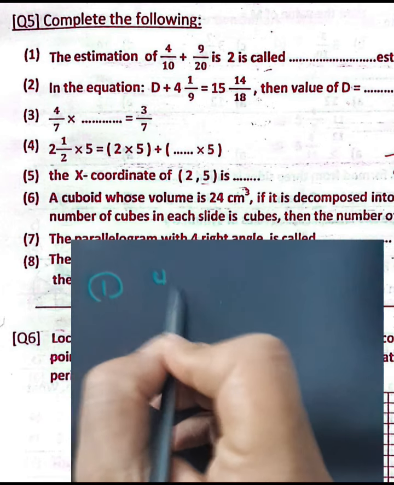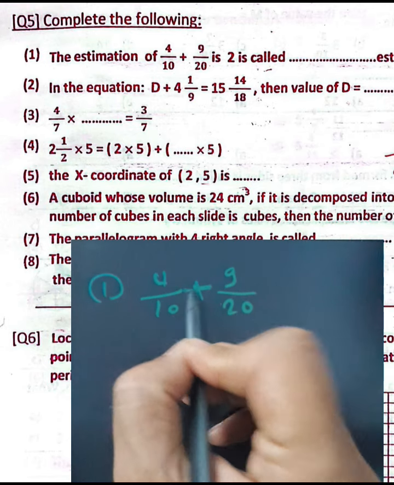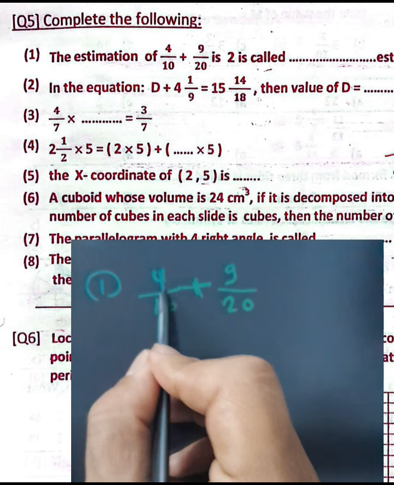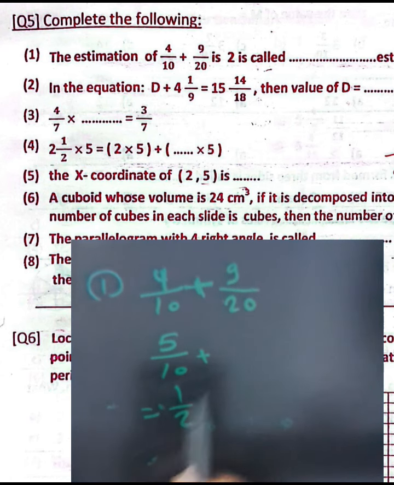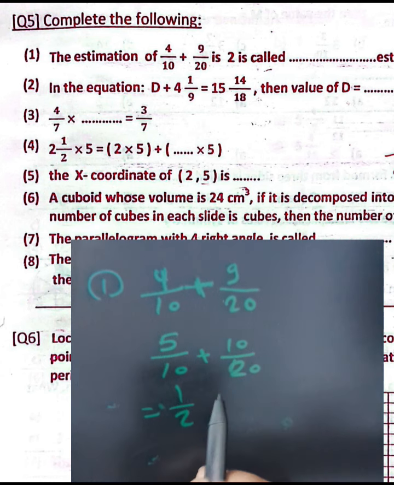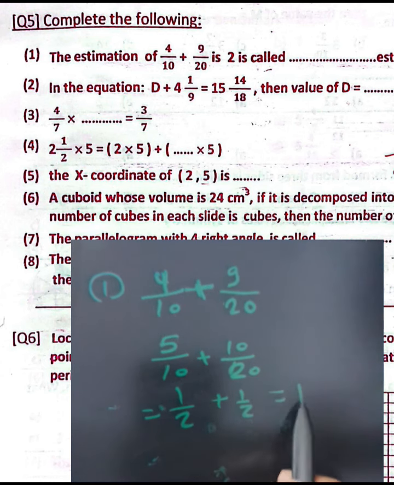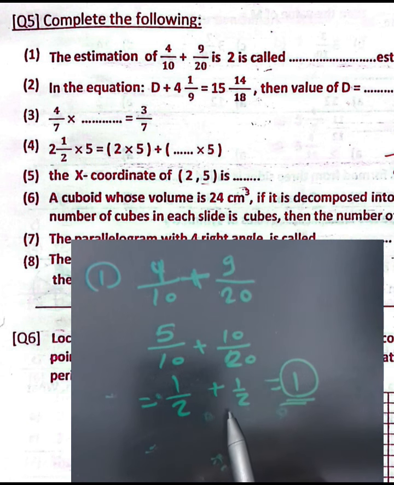Okay, you can solve this example by using estimation. How? 4 over 10 and 9 over 20, by using benchmarks. 4 over 10 is nearest to 5 over 10, and 5 over 10 is a half, and 9 over 20 is nearest to 10 over 20, and 10 over 20 is a half. Half plus half is 1. Then we call it 1. The result will be 1 by using benchmarks.